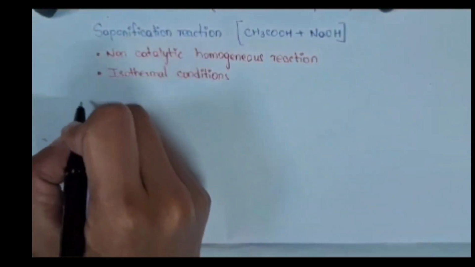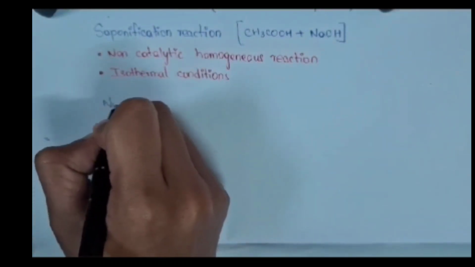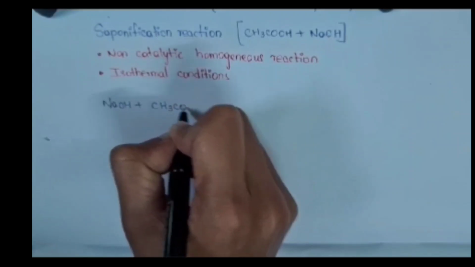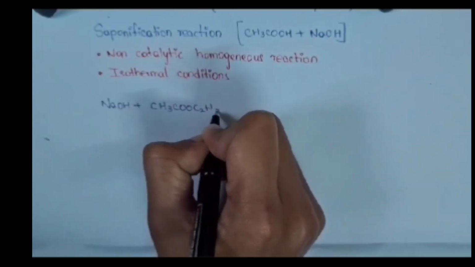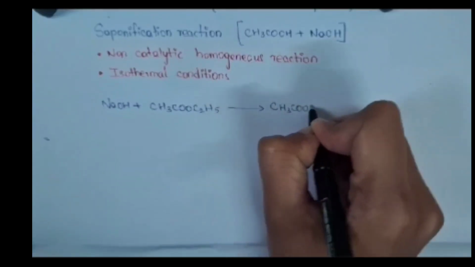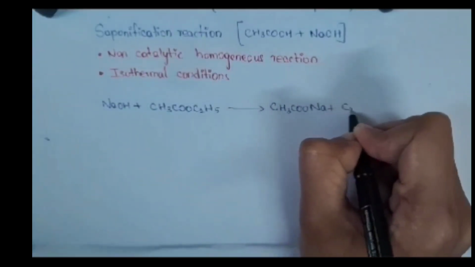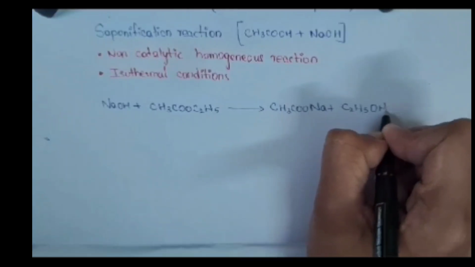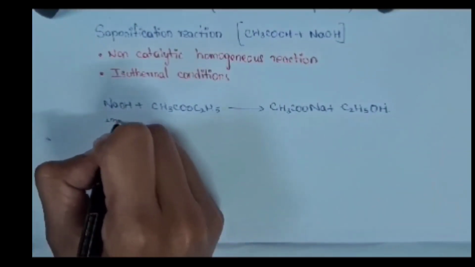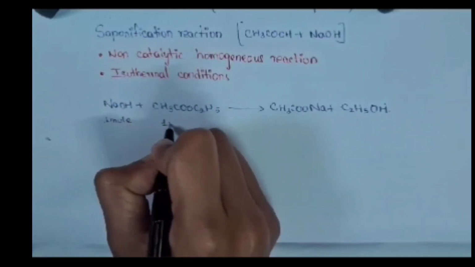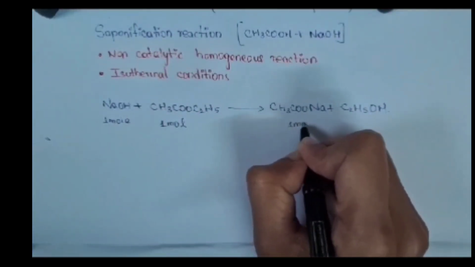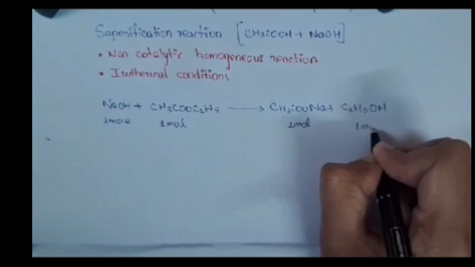Now let us see the reaction. NaOH plus CH3COOC2H5 gives rise to CH3COONa plus C2H5OH. That is, 1 mole of sodium hydroxide when reacted with 1 mole of ethyl acetate gives 1 mole of sodium acetate with 1 mole of ethyl alcohol.